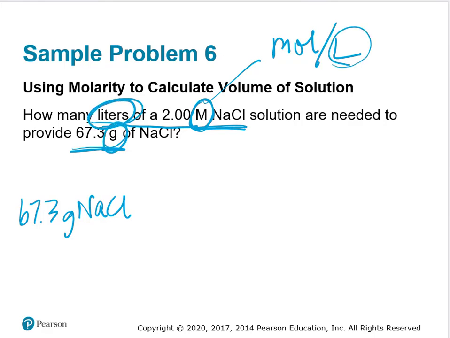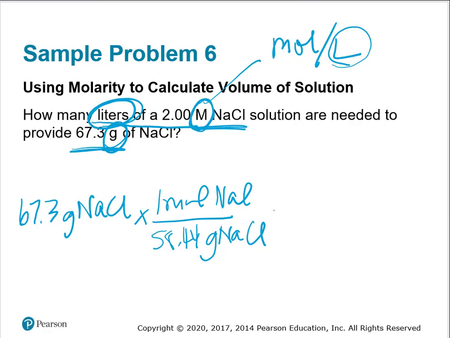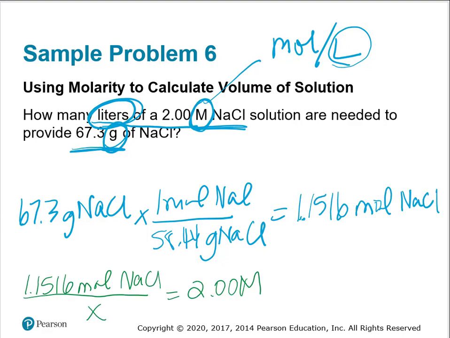Now the numerator here is in grams. I need my numerator to be in moles. I'm going to find the molar mass of 1 Na plus 1 Cl, and I got 58.44 grams of NaCl in 1 mole of NaCl. So 67.3 times 1 divided by 58.44, that gave me 1.1516 moles of NaCl.